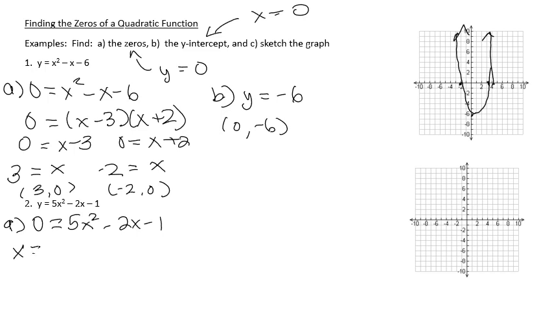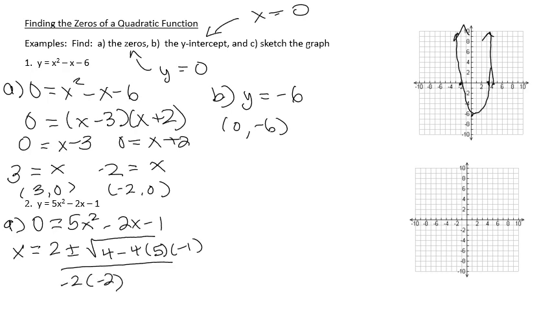So x equals negative b, so 2 plus or minus the square root of negative 2 squared, which is 4, minus 4 times a times c, all over negative 2 times a. I can simplify that a bit. So I get 2 plus or minus the square root of 4, and then if I think of that as negative 4 times 5 times negative 1, that's positive 20. 4 plus 20 makes 24, all over negative 4.